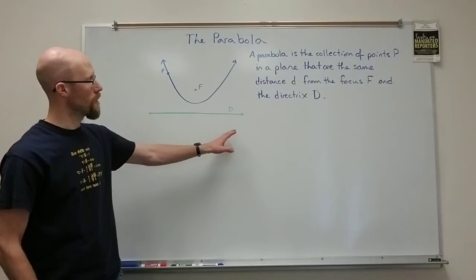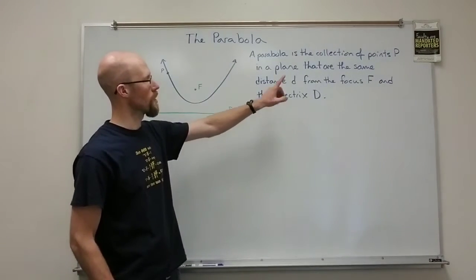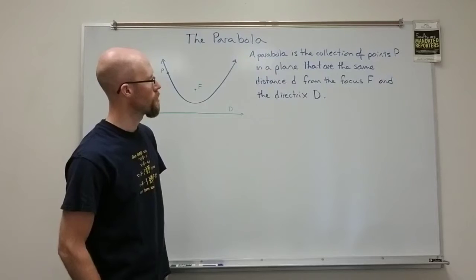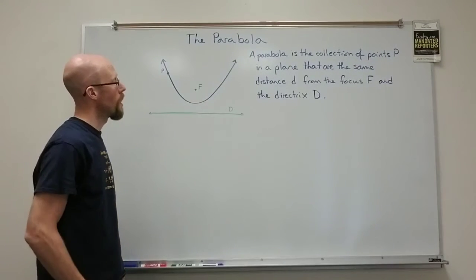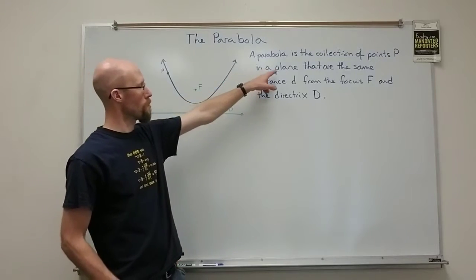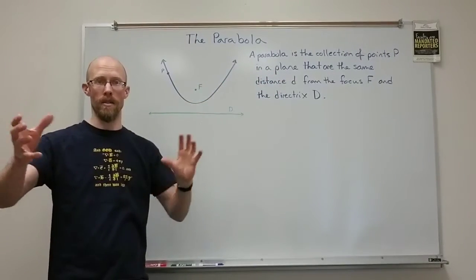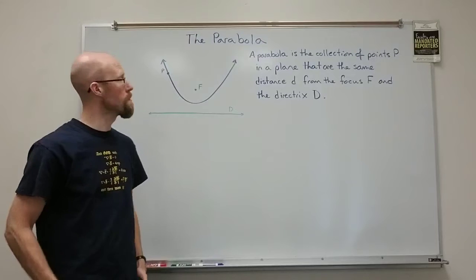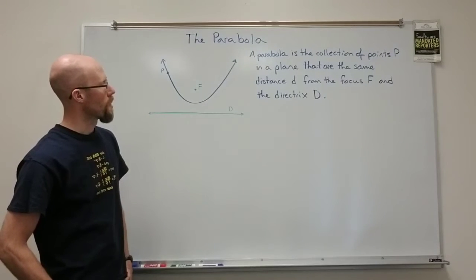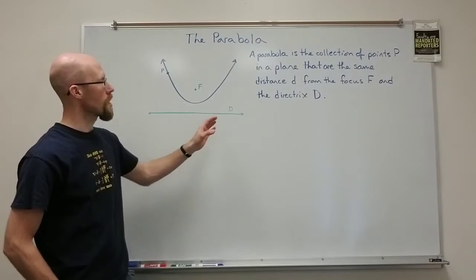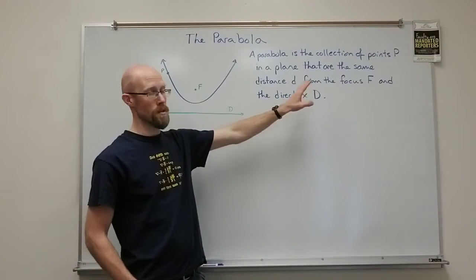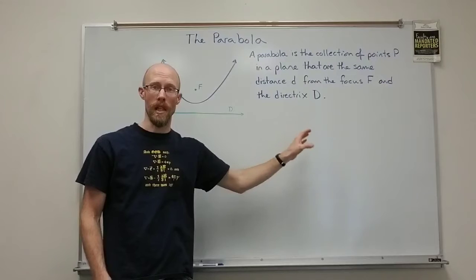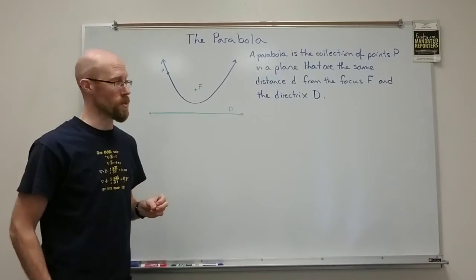A parabola is defined as the collection of all points, P, so all the points in the parabola we're going to call P. They're in a plane, so a parabola is in a plane. It's not a three-dimensional figure or surface. They are the same distance from a focus and a directrix. The focus is a point, the directrix is a line. So two very important things there.